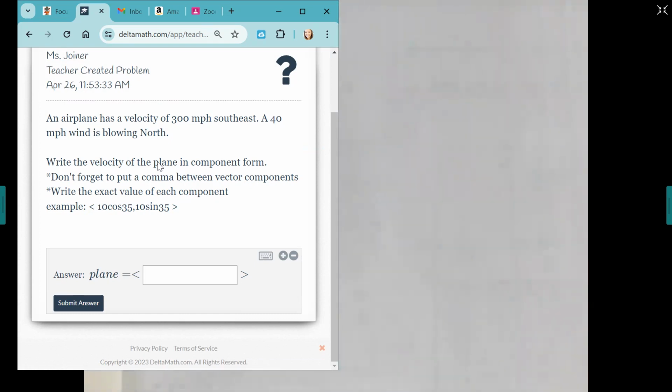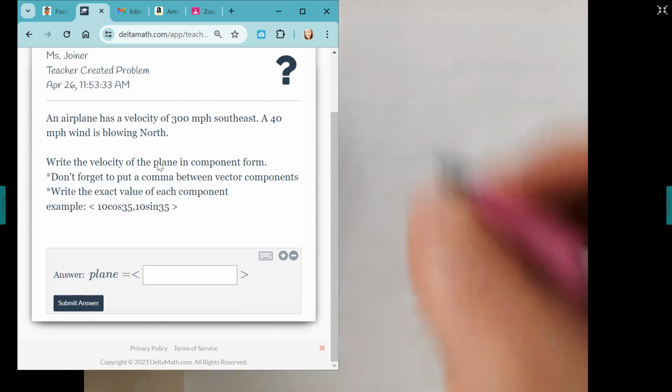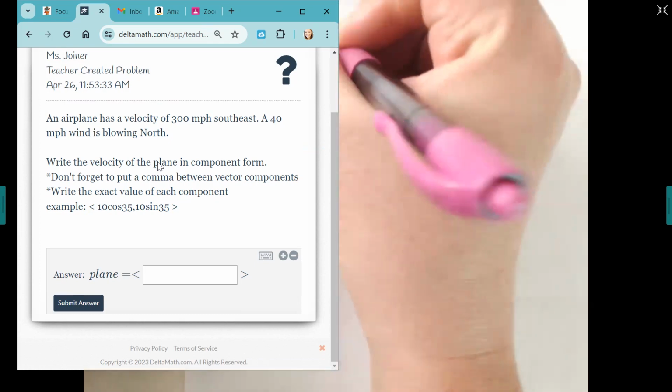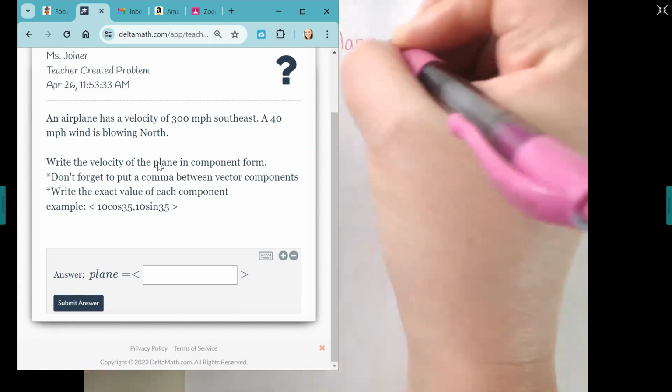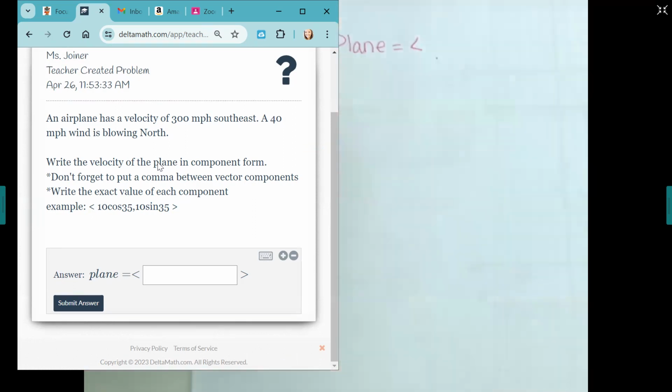An airplane has a velocity of 300 miles per hour southeast. Then it says a 40-mile-per-hour wind is blowing north. We want to write the velocity of the plane. Okay, first question, this is 4A. How fast is the plane going? Okay, how fast is the plane? 300 miles per hour.